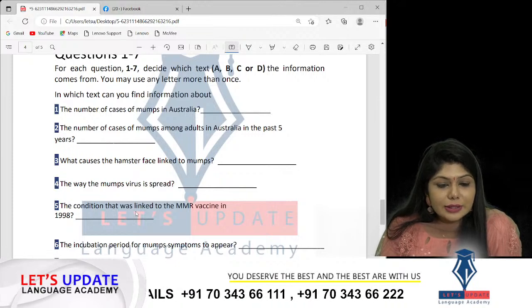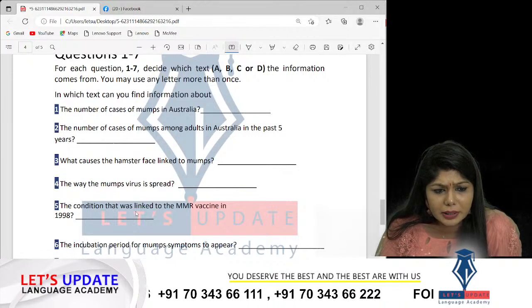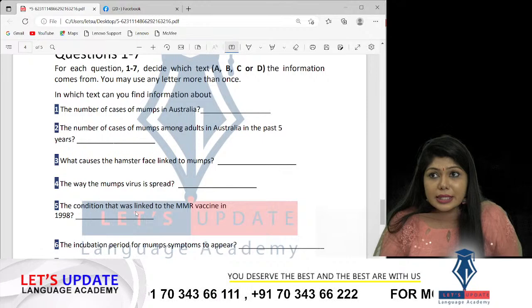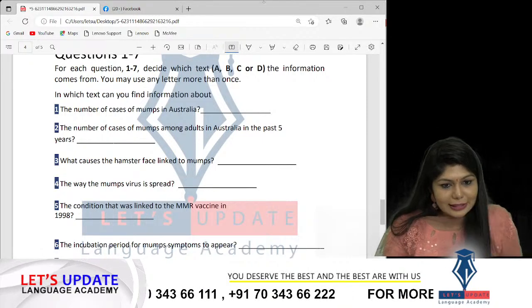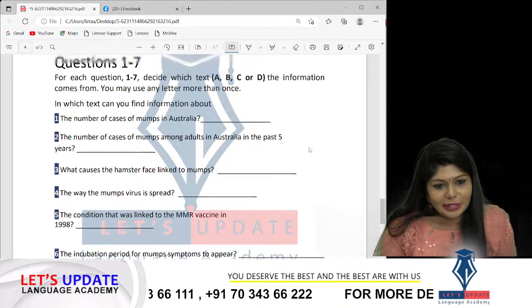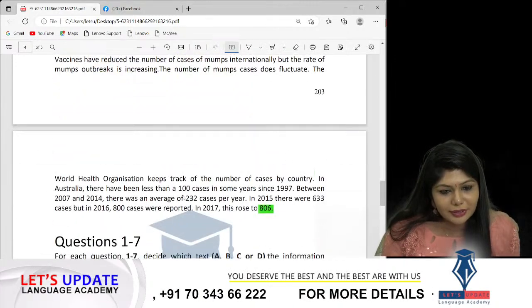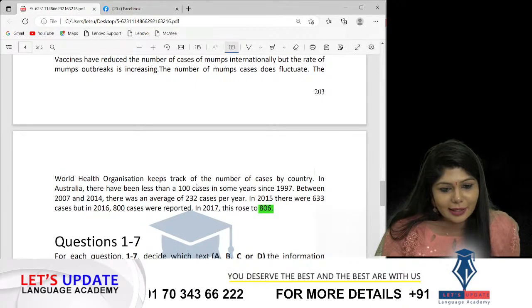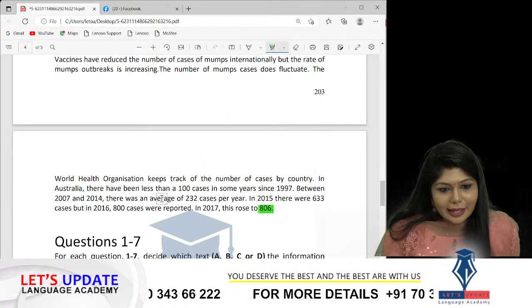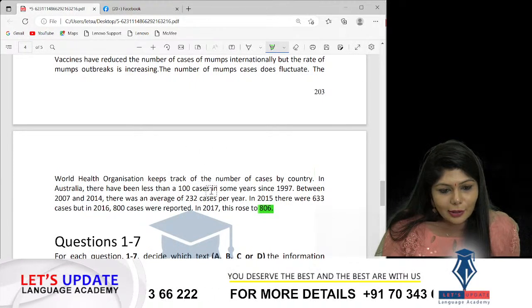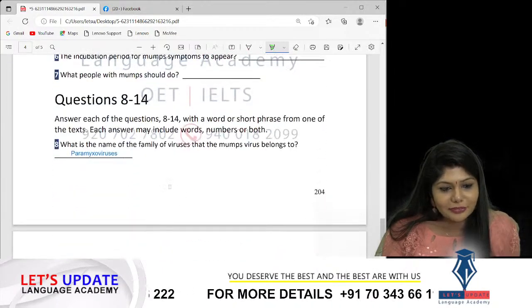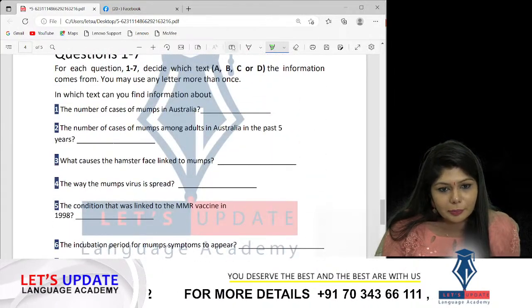The number of cases of mumps in Australia. Number of cases, which section was that? Okay, number of cases, we have talked about the number of cases here in text D, right? A lot of cases, right? They have mentioned cases a lot here. So the number of cases is definitely from part D.